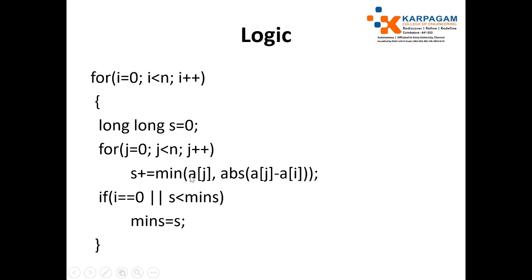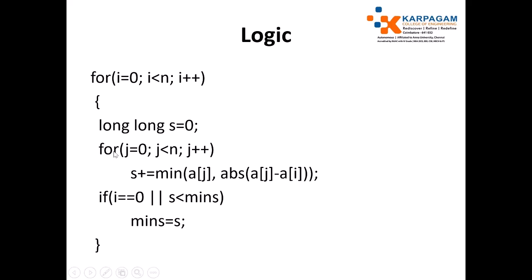I take the same element 2 and find the minimum between the element and the absolute difference between the current element and the element that I have taken from the array, and compare with the element that you have taken from the array. Here both are the same. Here we have 2 minus 2, so the absolute difference is 0. So the minimum number of operations needed is 0 here, and that is recorded in the variable s.